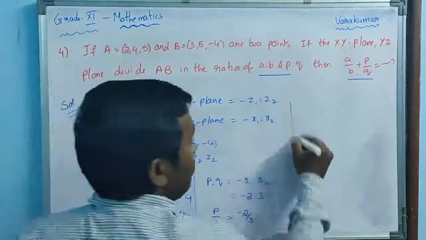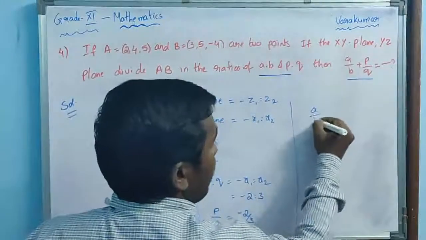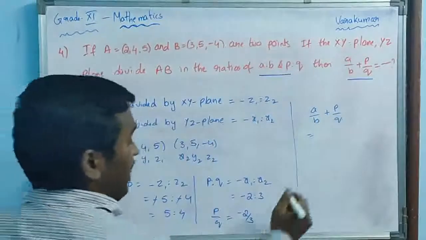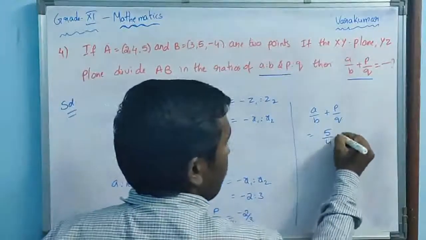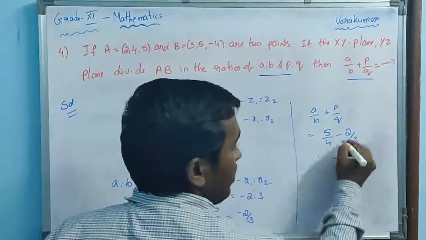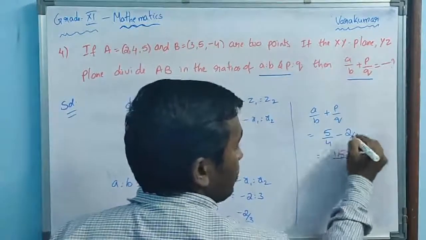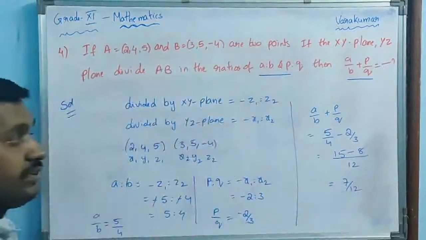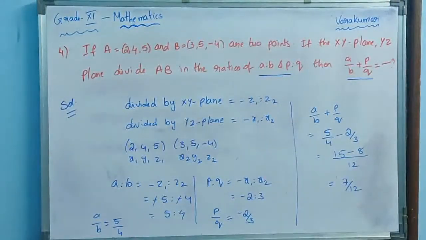Now, go for finding the a/b + p/q value. The a/b value is 5/4 minus 2/3. So the LCM is 12: 3 fives are 15, 4 twos are 8. So the answer is 7/12. So what is the value? 7/12. If you know the formula, then it is very easy. Otherwise, you have to do such a lengthy one. This completes the solution.